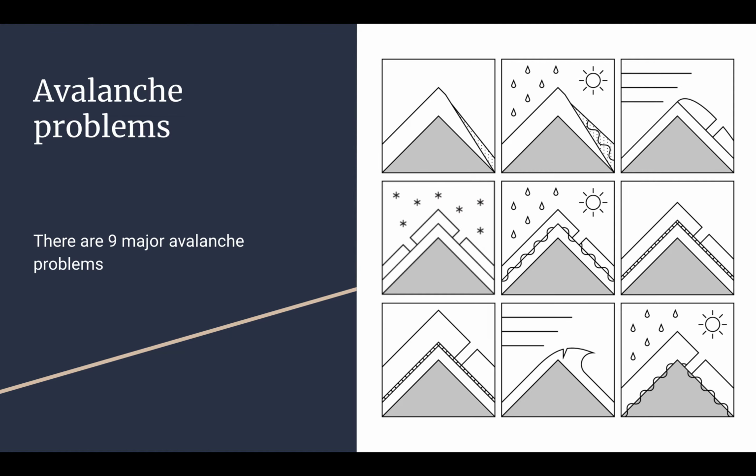So now I'm going to talk a little bit about avalanche problems. There are 9 major avalanche problems, and it turns out that not all avalanches are the same. Some avalanches form in other conditions than others. Some are larger than others, that kind of thing. And I'm going to go into a brief explanation of each of the 9 avalanche problems.